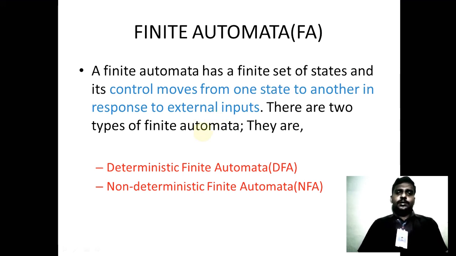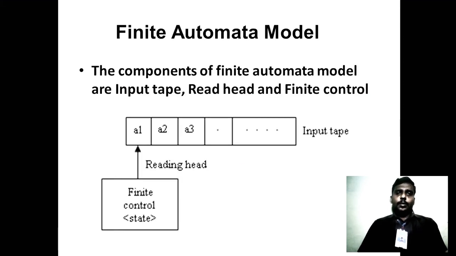There are two types of finite automata: deterministic finite automata and non-deterministic finite automata. Deterministic and non-deterministic is a big topic, and I will explain it in the next video class. First of all, the model of finite automata. So what is the model of finite automata? You just remember, this is the model of finite automata. I told you this is the basic machine model of the theory of computation concept, that is the finite automata model.